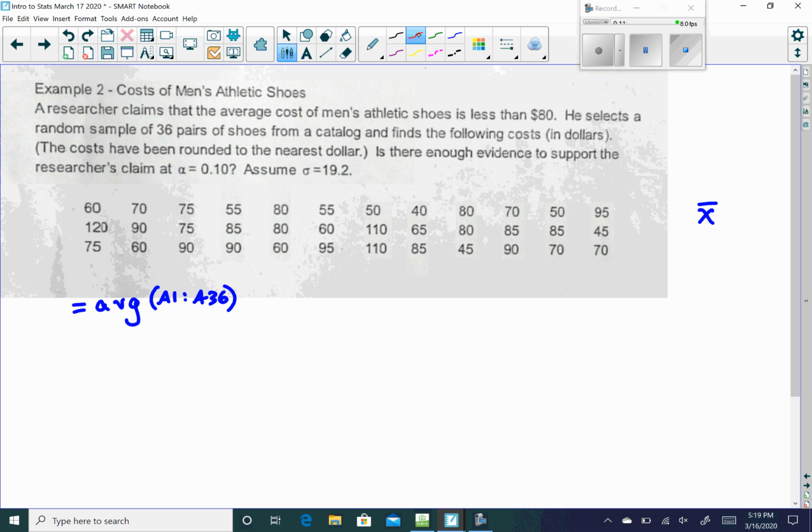All right, so hopefully you were able to come up with X bar equals 75. Notice I'm giving you that our population standard deviation is 19.2. Alpha is at 10%.